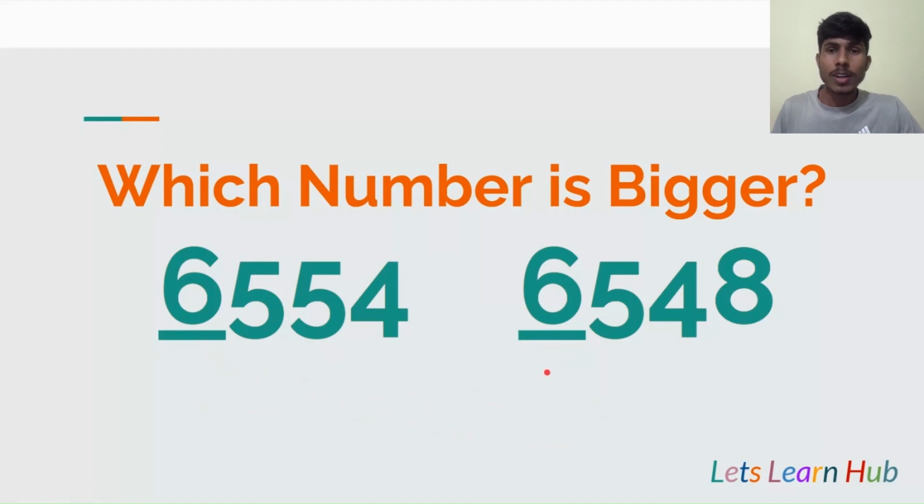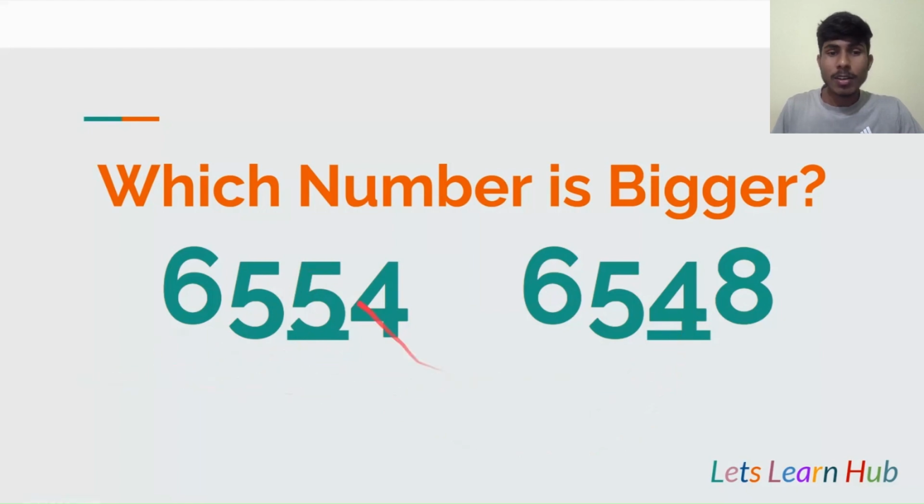So we need to move to the next digit. What is the next digit here? Here the next digit is 5 and here also the next digit is 5. Since both are the same again, we need to move to the next digit. The next digit here is 5 and the next digit here is 4. Since 5 is not the same as 4 and 5 is more than 4, this number will be the bigger number.